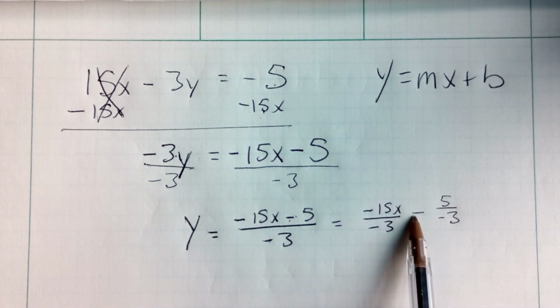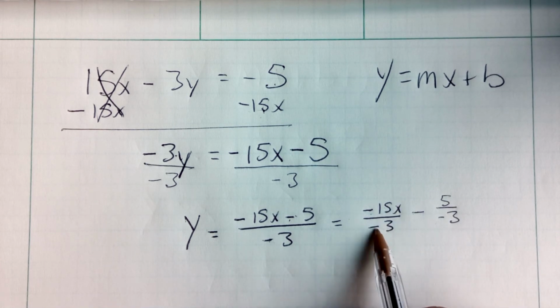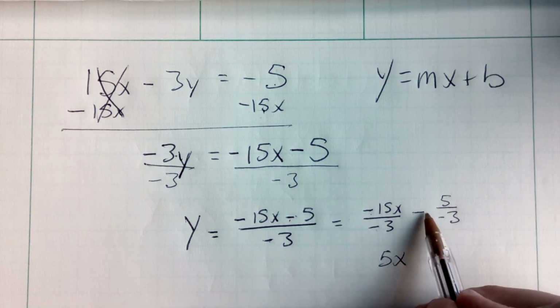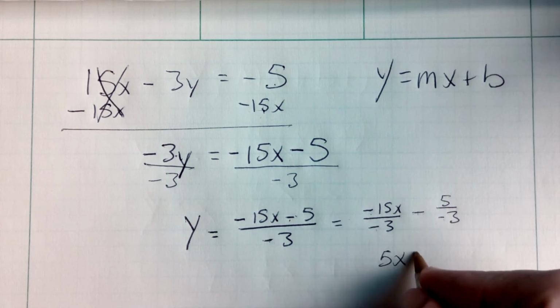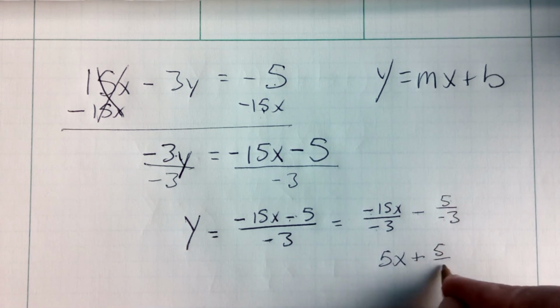So then we reduce if possible. And negative 15x divided by negative 3, well, that's just 5x. A minus becomes plus. And then 5 doesn't divide by 3 evenly, so I leave it as 5/3.